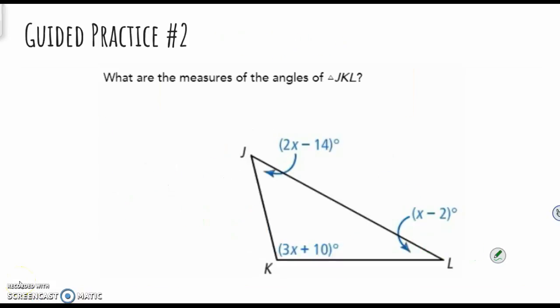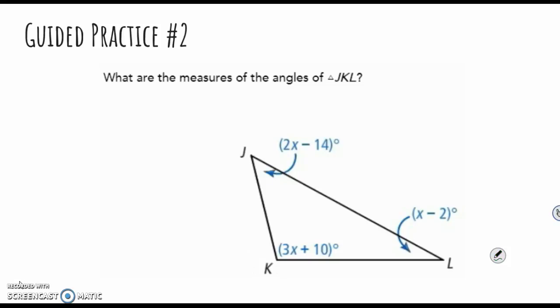Look at guided practice question number 2. What are the measures of the angles of triangle JKL? Well, each of these angle measures has an expression behind it. Remember, all 3 of these angle measures equal 180 degrees.